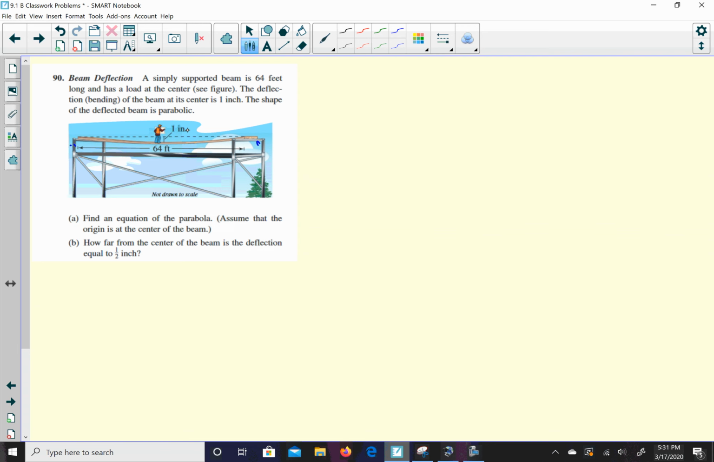And I'm going to go over here and do my best to draw just what's going on here. So I have this beam that's going like this. If the origin's at the center, it's actually lower. So I have this point here, which is (0, 0). That will be my origin. From here to here, let's say, is going to be that 64 feet.